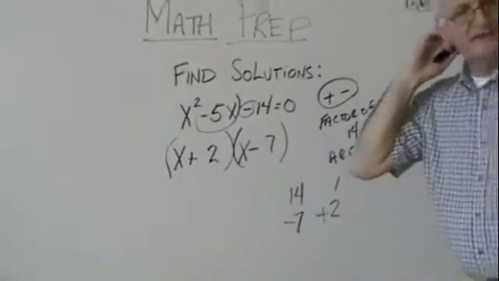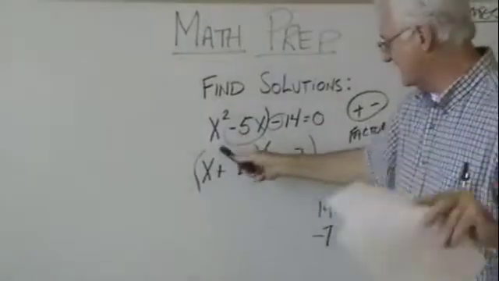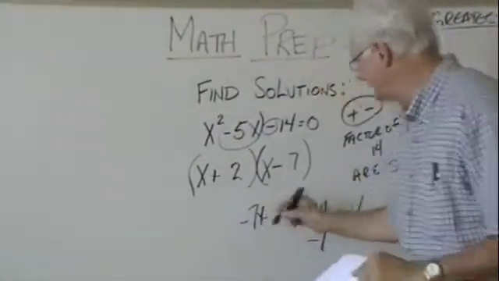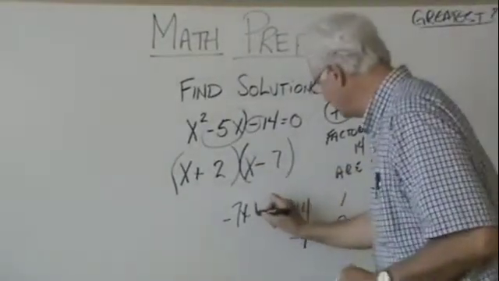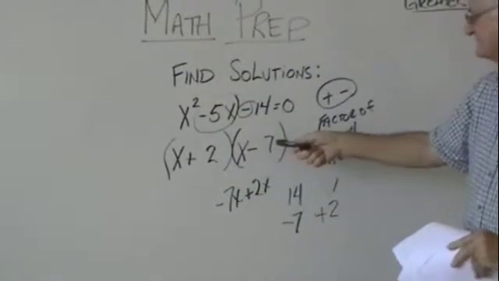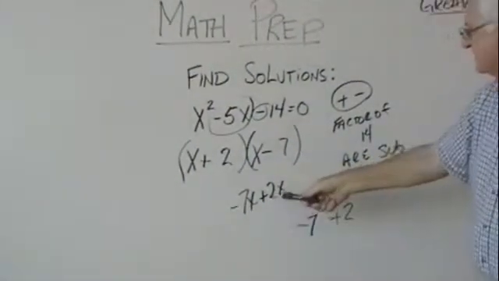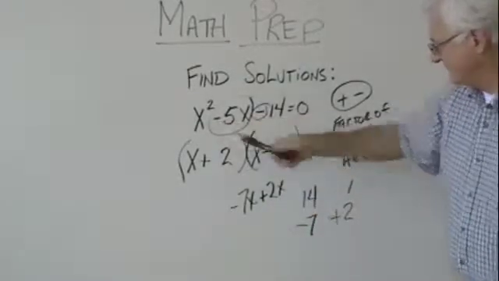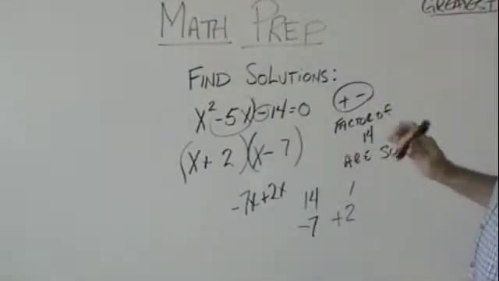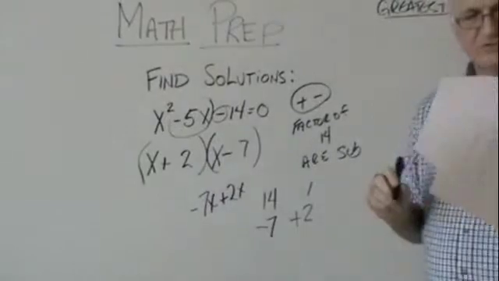Now real quick as a check, let's FOIL this. X times x, check. X times a negative 7, negative 7x. 2 times x, plus 2x. And 2 times a negative 7, negative 14. Simple. Negative 7x plus 2x is a negative 5x. You're a genius. How'd you do that? Perfect.